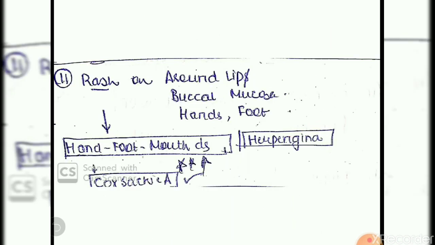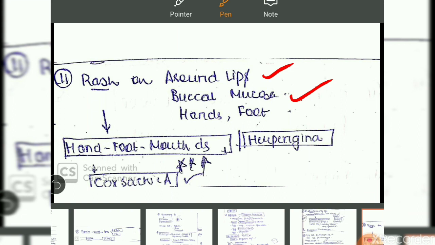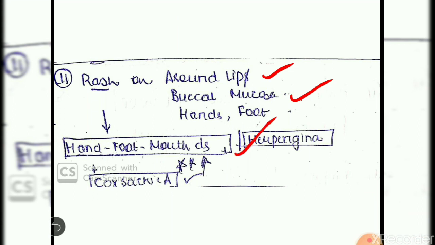The next question, there is a rash. It is on lips, that is on mouth, it is on buccal mucosa, mouth, and hands and foot. Hand, foot, mouth disease, herpangina, Coxsackie A, very important.